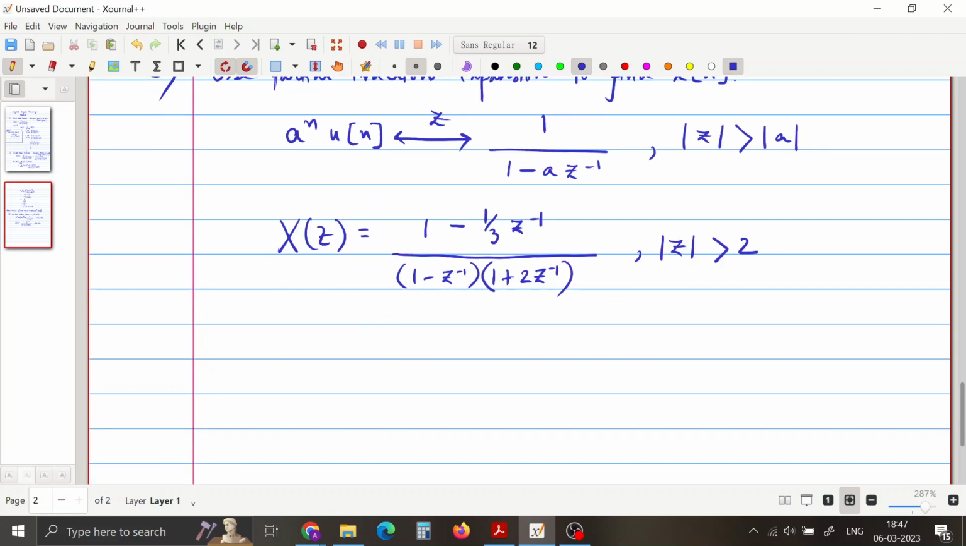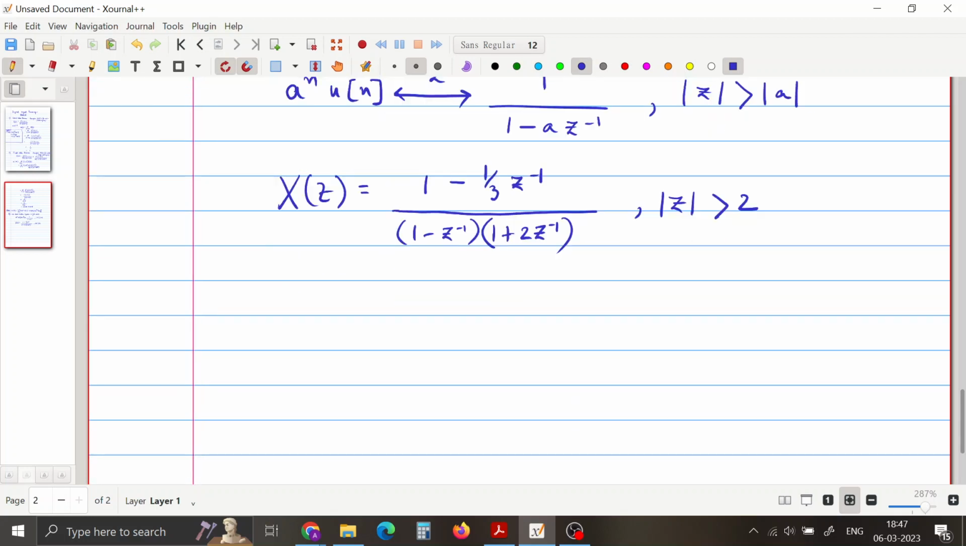So how do we solve for small x of n using partial fraction expansion? If you recall your notes, this X of z is in the proper form. Why? Because the order of the numerator is less than or equal to the order of the denominator. Here the denominator is z to the power minus 2, whereas in the numerator you have z to the power minus 1.